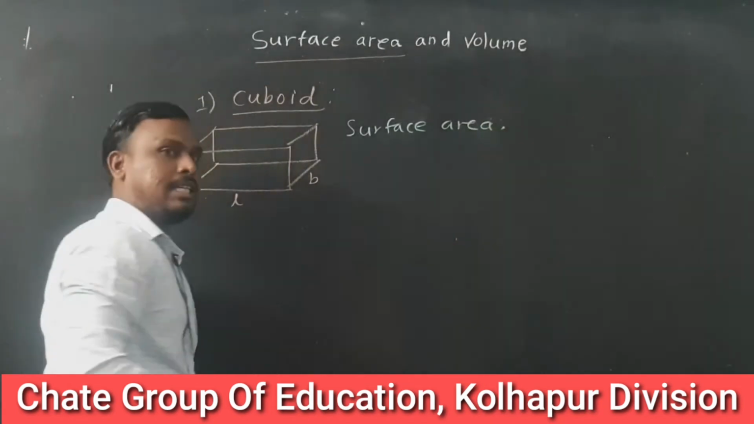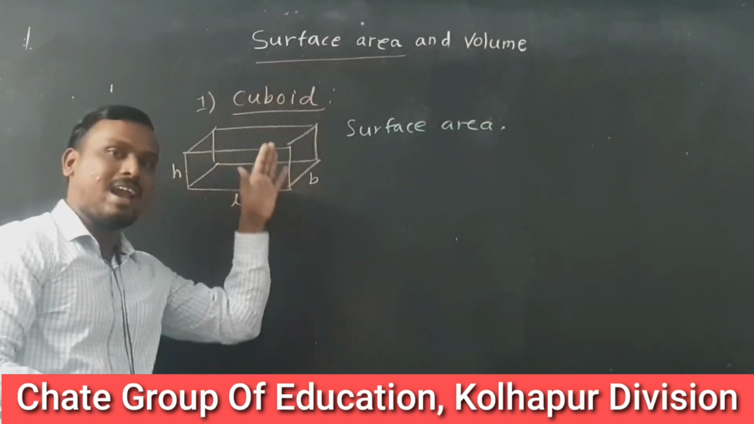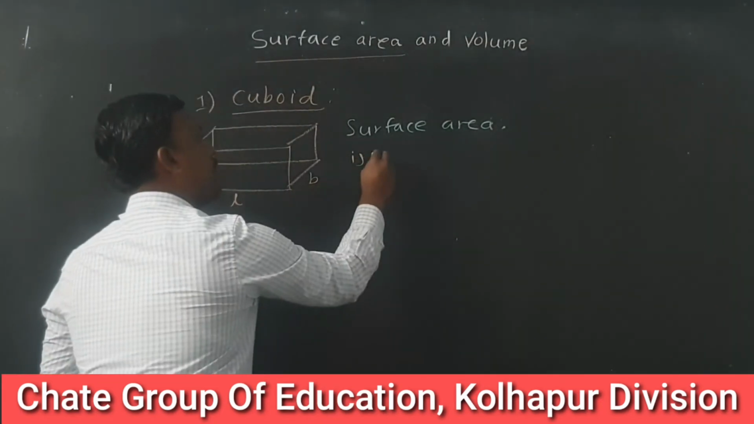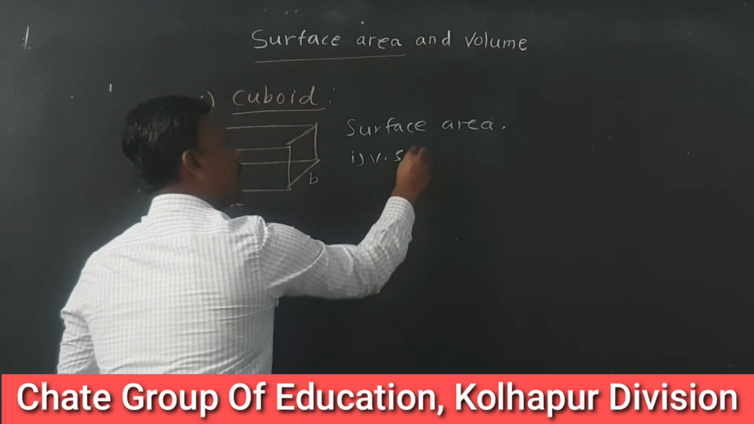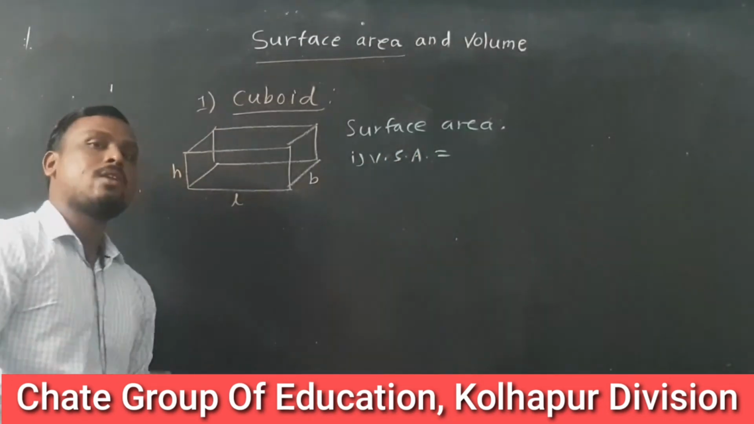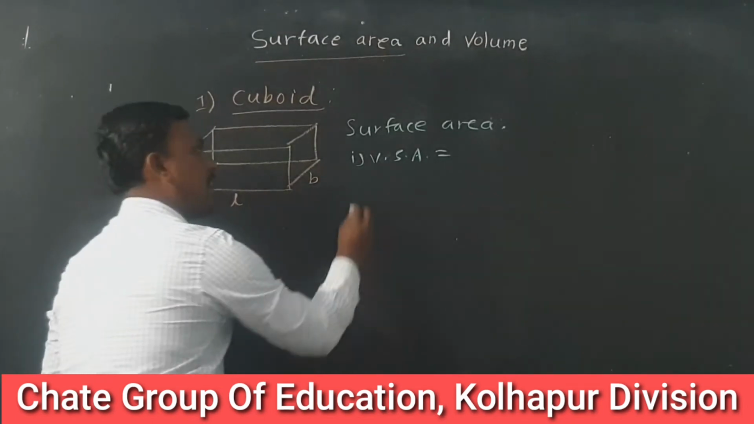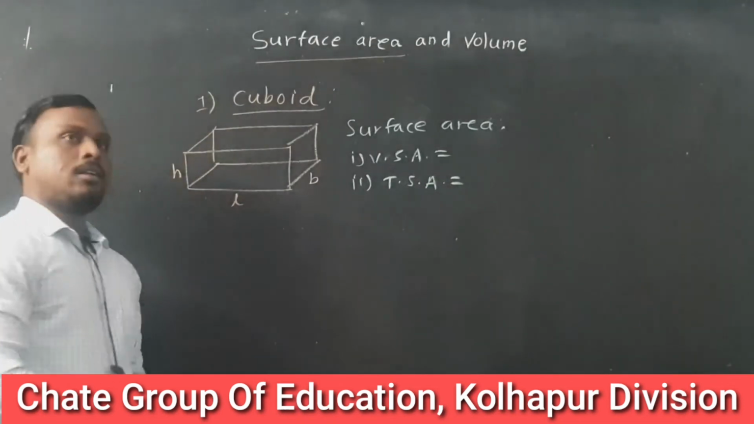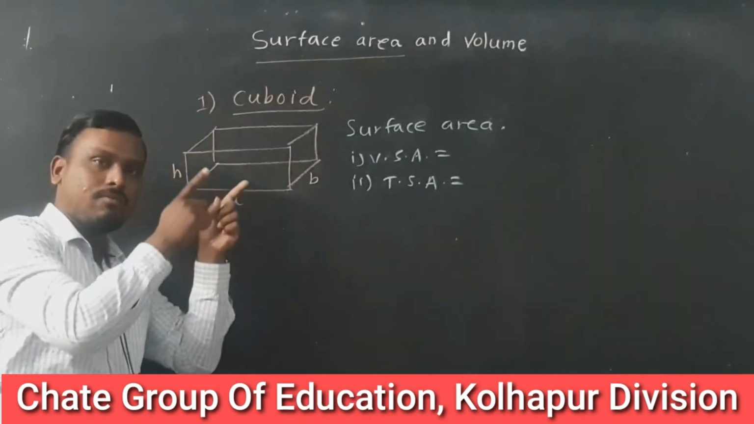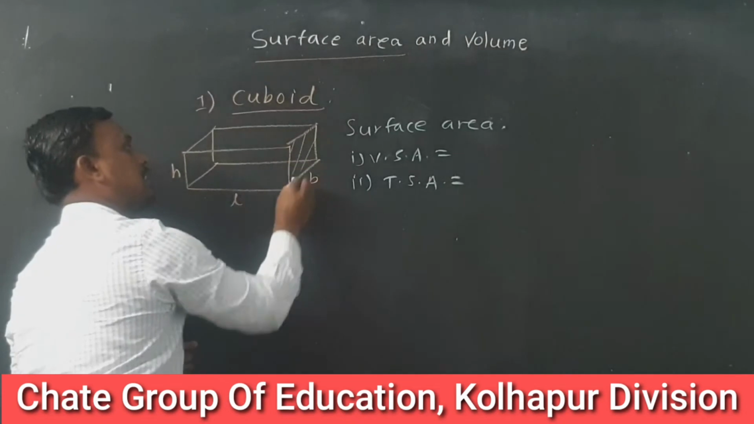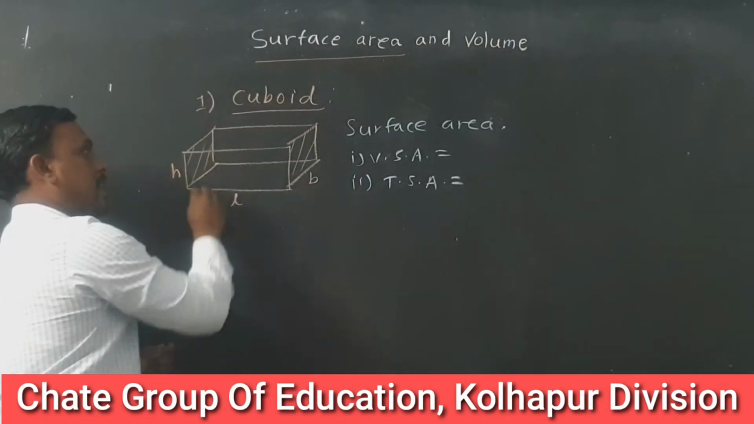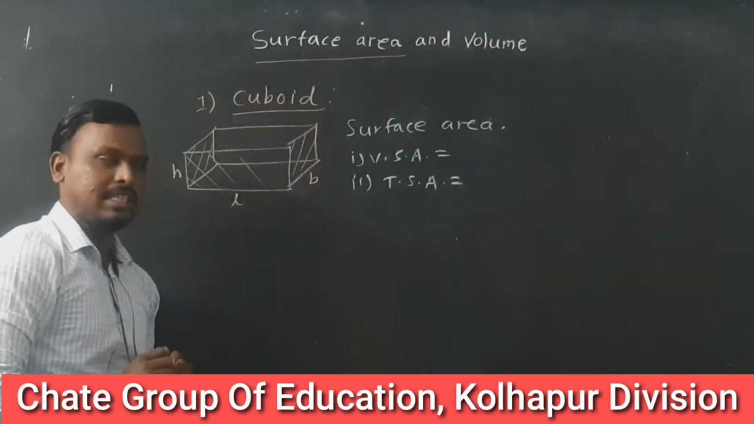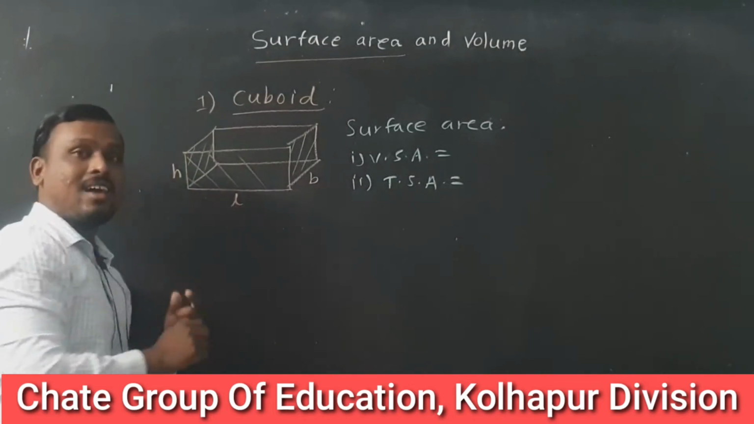Sometimes we require the vertical or lateral surface area, sometimes we require the total surface area. So there are two formulas: one is the vertical surface area, and the second is the total surface area. Here there are four lateral surfaces: the first surface, then the back side, the second, the third one, and the back side fourth. So these are the four lateral or vertical surfaces, and they are rectangular.